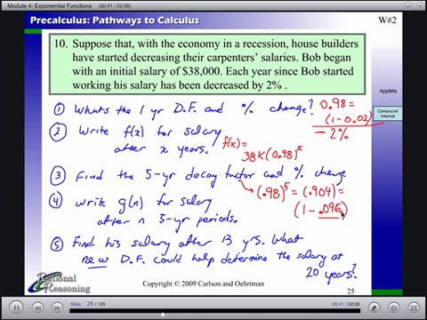So if you can't do that in your head, that's fine. Just put an x there and solve for x, right? So put an x there and solve for x. So what number do you have to subtract from 1 to get the decay factor? So what's the percent change? 9.6% decrease.